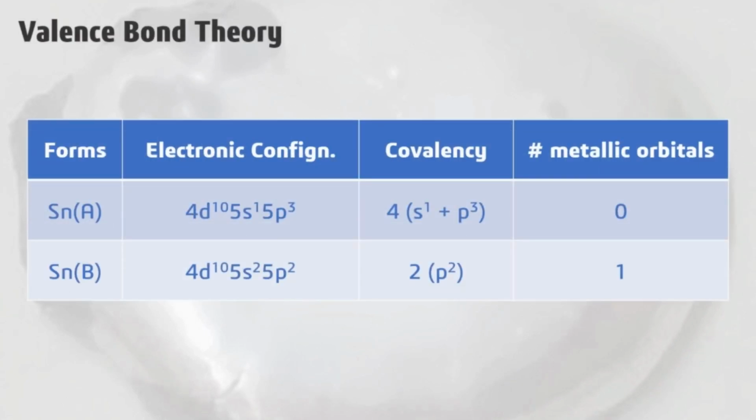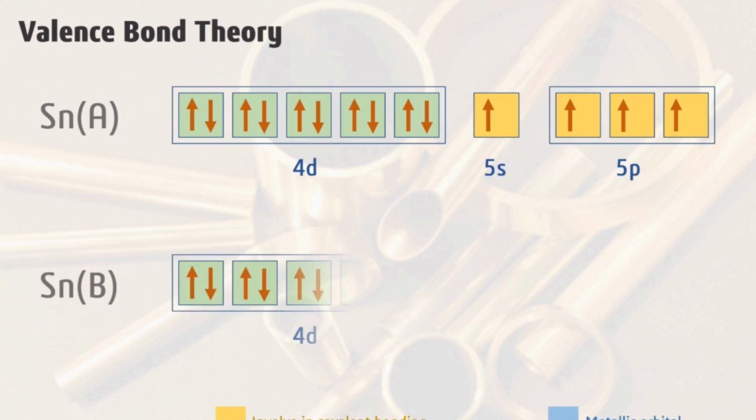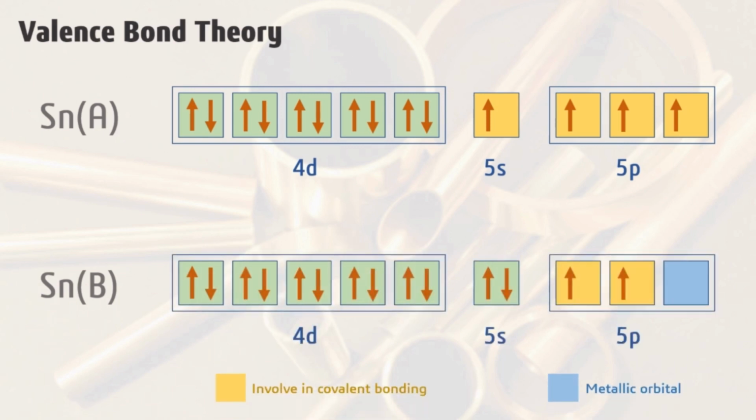Tin has two forms, Sn A and Sn B. Tin at state A has electronic configuration 4d10 5s1 5p3 and at state B has electronic configuration 4d10 5s2 5p2. There are completely filled d orbitals and singly filled s and p orbitals in the case of Sn A, and thus it has 1s and 3p orbitals to be involved in covalent bonding. There is no vacant orbital, or we can say no metallic orbital. So, Sn A behaves as an insulator. Below 18 degrees Celsius this state is quite stable. This is called gray tin.